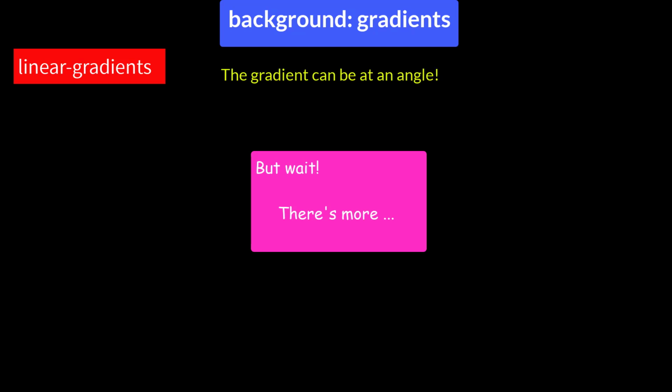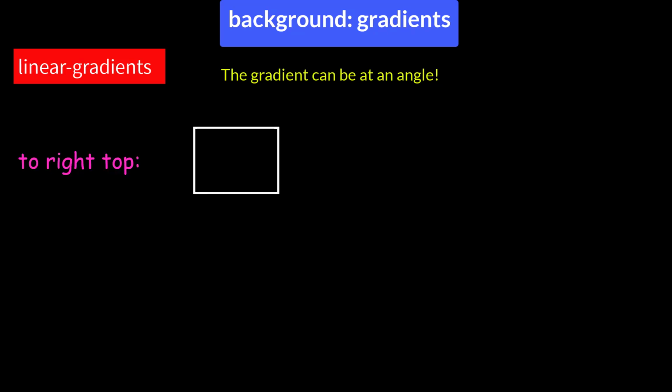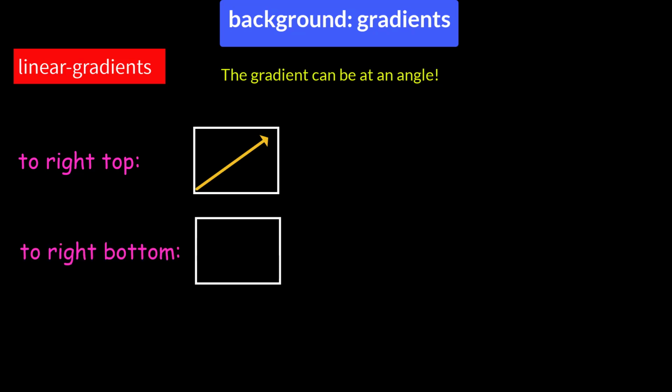You can have the gradient be at an angle on the page. Syntax 3: one of these, linear-gradient to right top or to right bottom or to left top or to left bottom, and then a list of color stops as we've seen before. So to right top means start the first color in the lower left corner and end the last color in the upper right corner. To right bottom means start the first color in the upper left corner and end the last color in the bottom right corner.